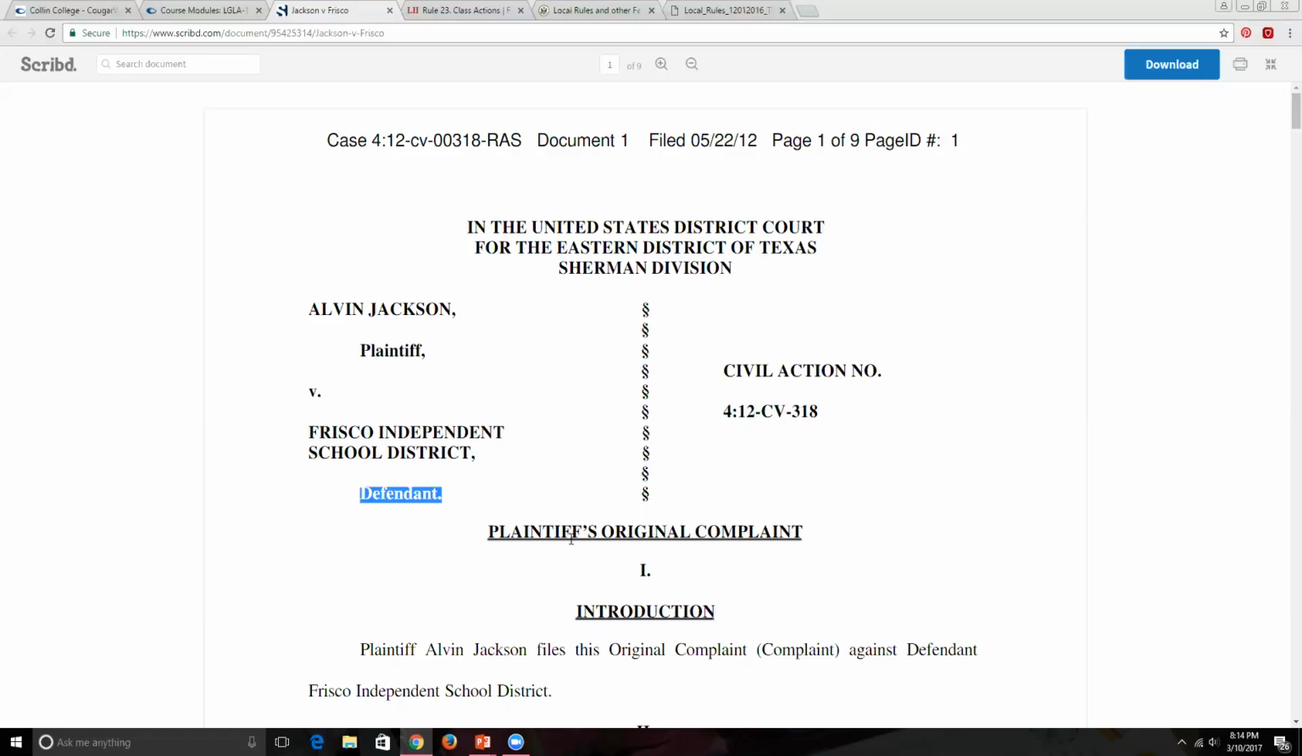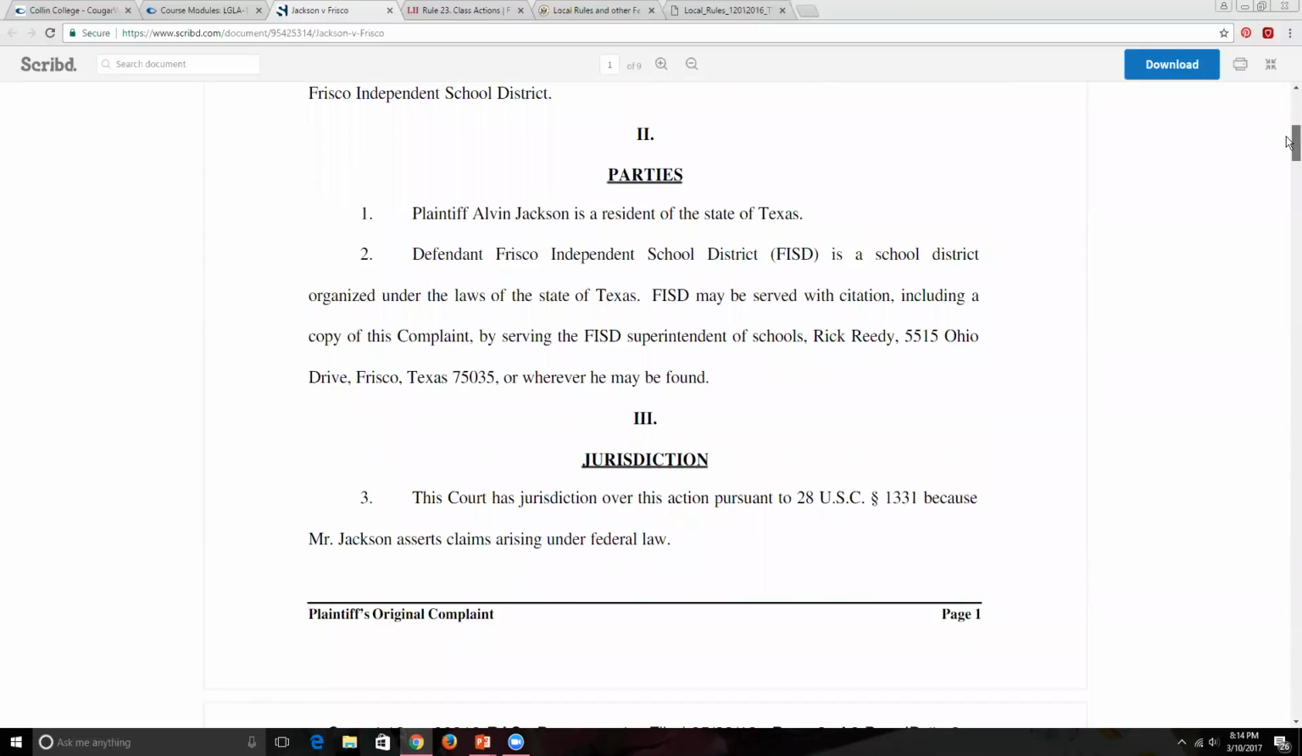And then we have the name of the particular complaint. Again, it follows that same pattern. We start by identifying the party. In this case, it's Mr. Jackson, or since it's just one plaintiff, they don't have to say Alvin Jackson, they can just say plaintiff. And then we know this is the first one, so it's original. And then we have the actual name of the document, the pleading, in this case, the complaint. As we look at the bottom, you can see in the footer of the document, we have plaintiff's original complaint, and we have the page number.